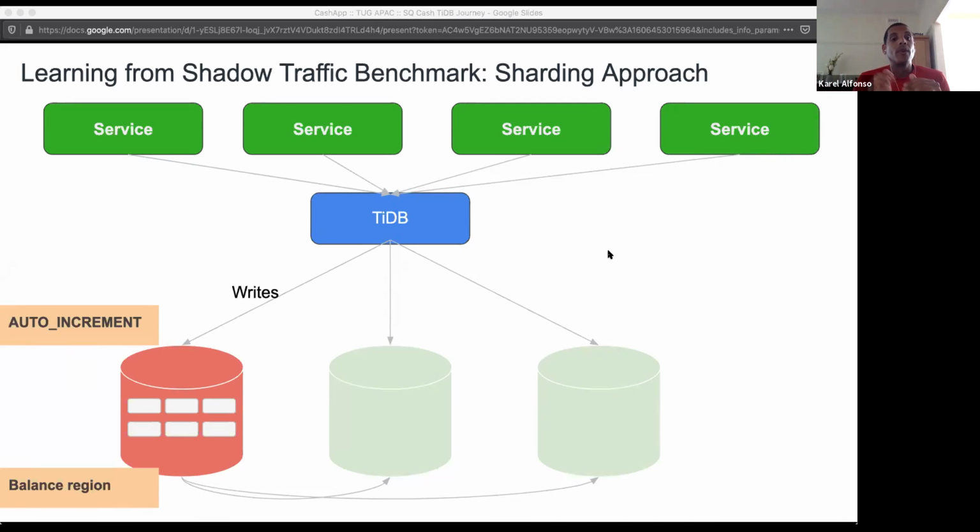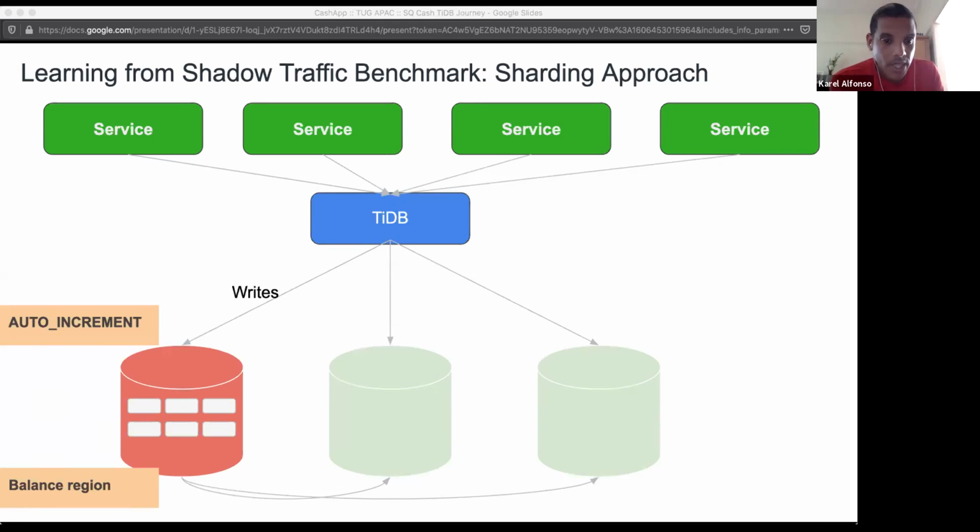So with auto increment, you can end up with hot shards, meaning that one TiDB node will get most of the writes. Even when there's some balance, there's a scheduler that is going to balance the regions and move the data across, but you can still, based on the load, get a hot shard. So if you're planning on using this approach, my advice is to run your own benchmarks for the particular workloads that you're trying to put into production and decide from there. Next slide.